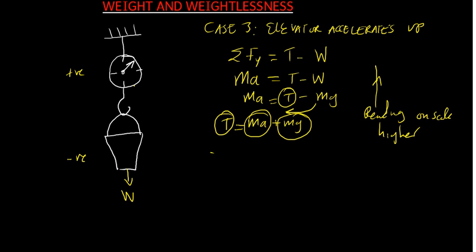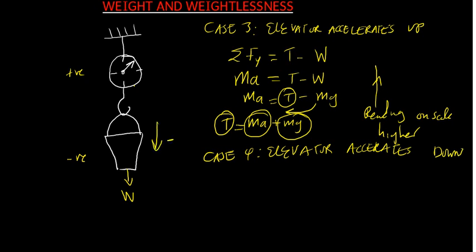Alright, now let's consider case 4. What if the elevator is accelerating downwards? So it accelerates down. Now remember, when it is accelerating down, the acceleration is going to be negative because it's going towards the negative direction. So that means the net force in the y will still be equal to what is going up, the tension, and what is going down, the weight.